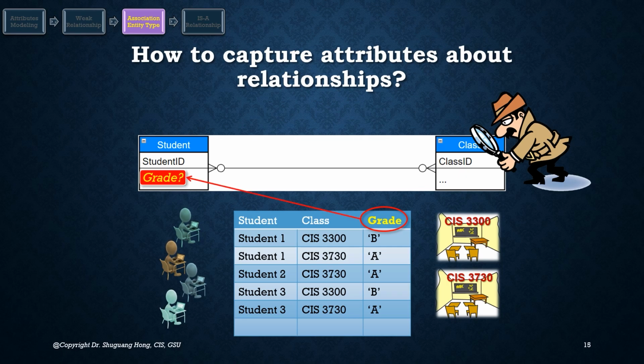Place the grade attribute in the student entity. The grade field in student can store all grades a student got, but it cannot tell which grade was from which class. Hence, it failed to capture the complete grade information.